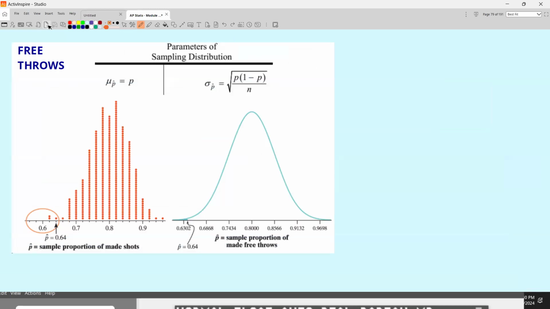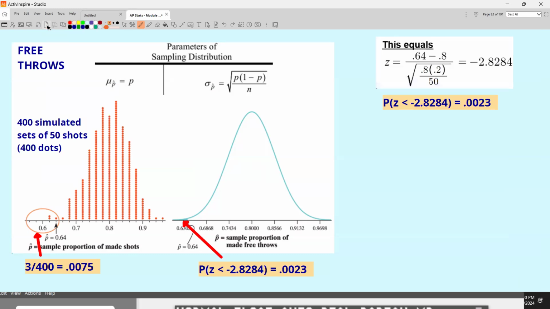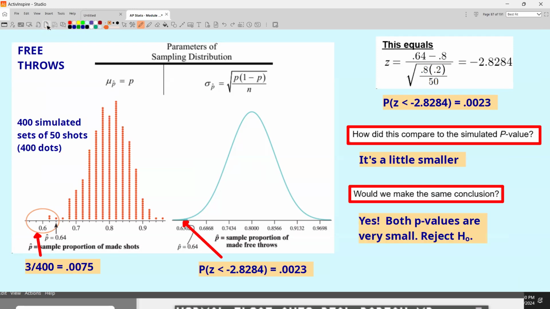Well, let's compare it to our original p-value. From the simulation, we got a p-value of 3 out of 400. Remember, that was about 0.0075. This p-value is pretty small, right? It's actually a little bit smaller based off the normal curve. It's 0.0023. In any case, how do they compare? Well, it's a little bit smaller, but is the conclusion going to be the same? Absolutely. They're both very small, so we're going to reject the null hypothesis. In other words, this person's lying, guys.